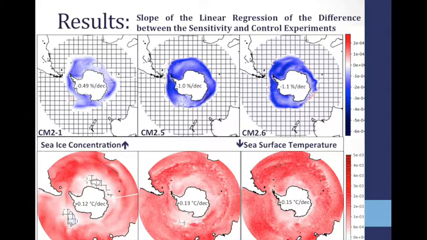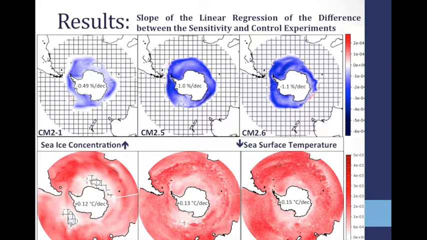To produce these figures, we calculated the slope of the linear regression over time at each point of the map. We also subtracted the control from the sensitivity experiment to analyze purely the response to climate change. The hashes point out trends that are not significant. We can see that overall sea ice concentration tends to decrease, while sea surface temperature has very homogeneous increasing trends.